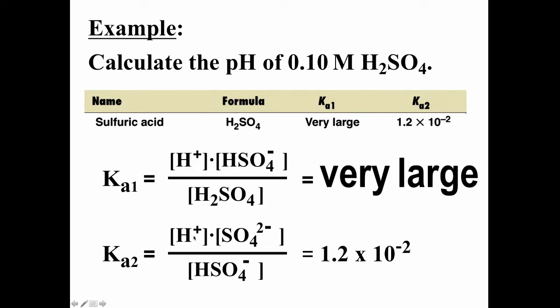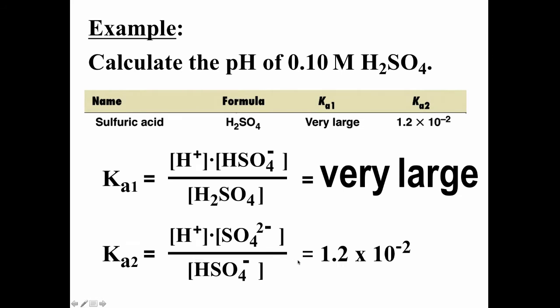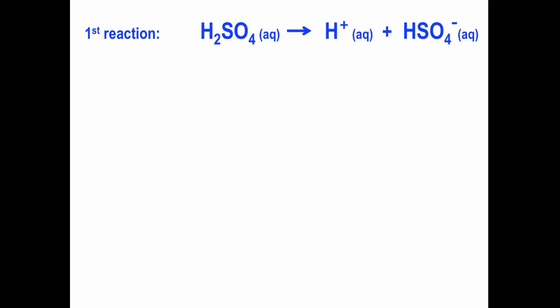The second dissociation is not as big a number for the Ka2 ratio, but it is the same form, H+ times SO4 2-, which dissociated from the HSO4-. And what we're going to do now is essentially treat the first dissociation, figure out what's going on, and then from the results of that, move on to the second dissociation and analyze that, and eventually that'll give us the pH of the overall H2SO4 solution.